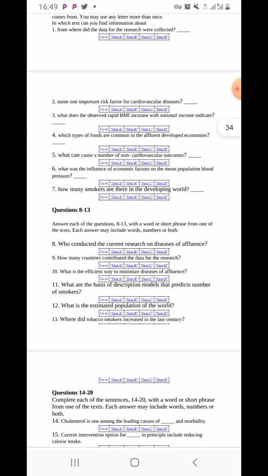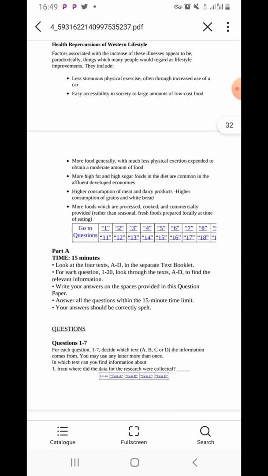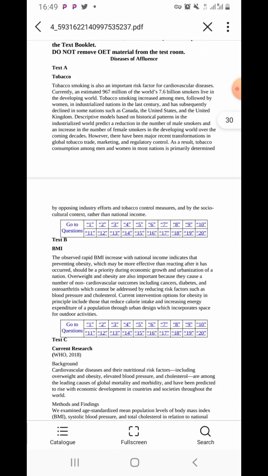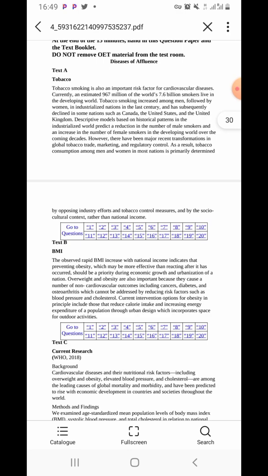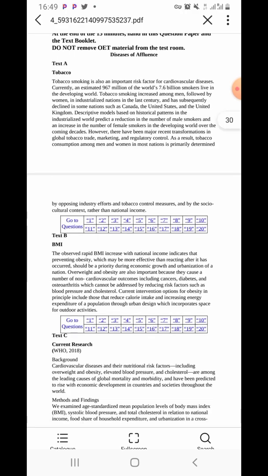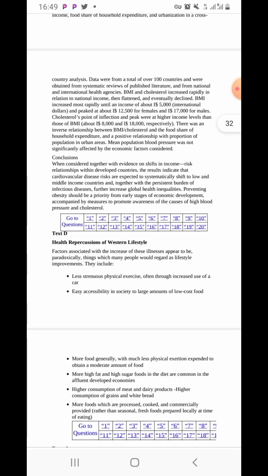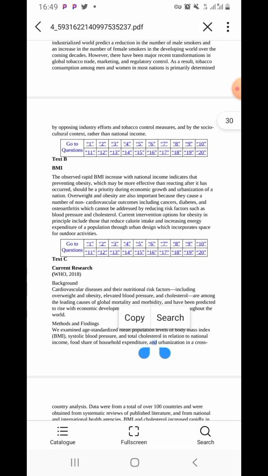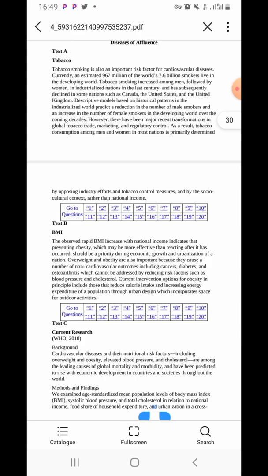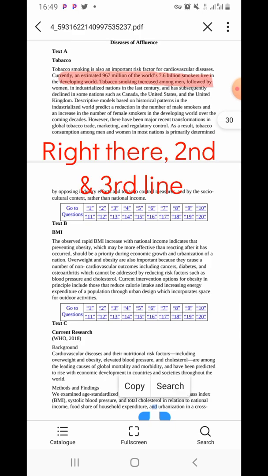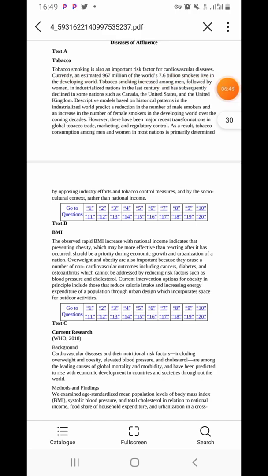Then also the last one, number 7: how many smokers are in the developed world? You see that one is under smokers, under tobacco. Just go to tobacco, it's going to be there. So that's how to go about it. Should you not find it in tobacco, then you can go to current research, or go to Western lifestyle. You won't find it in BMI, but I'm certain it's going to be in tobacco. Yes, I can see it. It's there. So that's how to go about it. Okay, all right. Thank you.